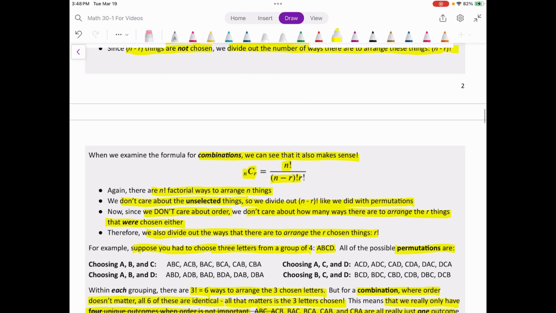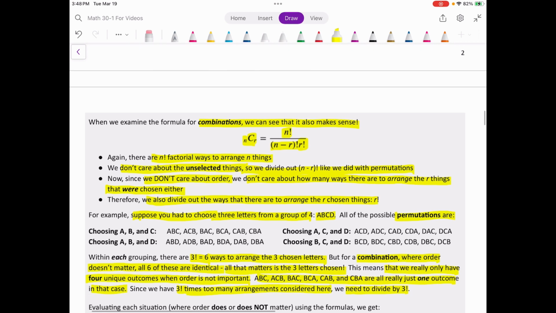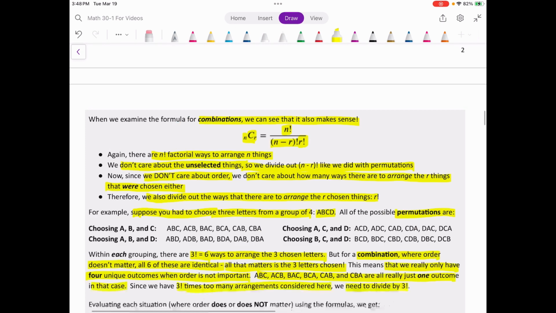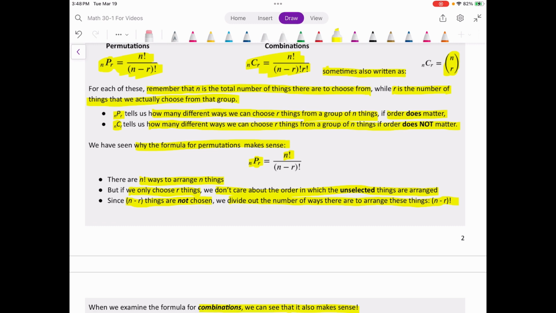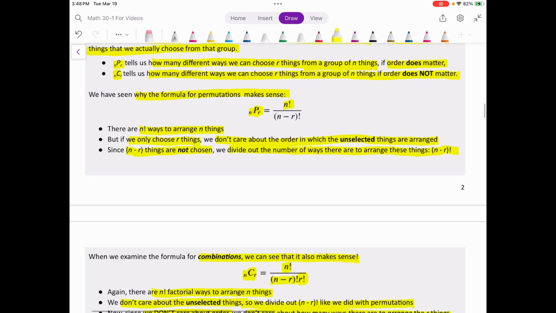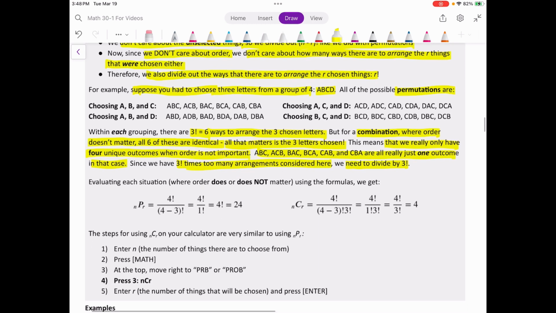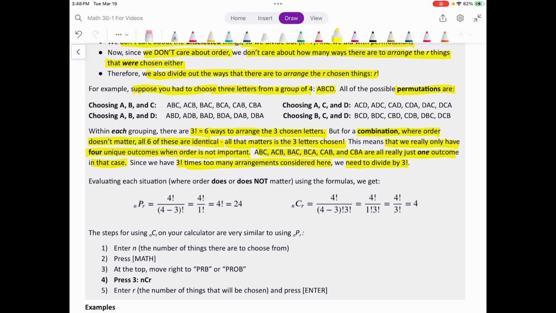And that's exactly why you see this dividing by r factorial there. If we don't care about the order of the r things that were chosen, we just need to divide it out of the normal permutation formula, right? This assumes that the order of the r things does matter. If it doesn't, just divide it out. We don't want to multiply by the number of different arrangements for the things that were chosen in a combination.